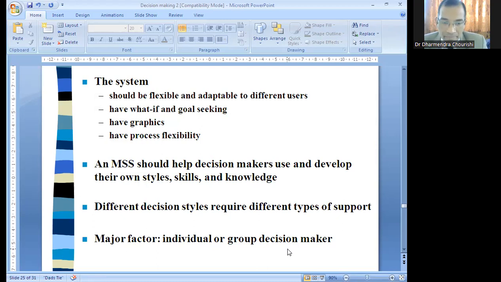In MSS, they should help decision makers use and develop their own style, skills, and knowledge. Different decision styles require different types of support. As we said, there's no formula, no predefined script for decision making. It's all about situational conditions, contingency, and the particular product, organization, region, or relation.